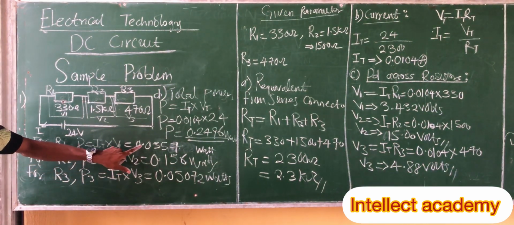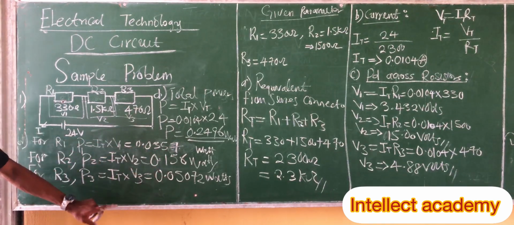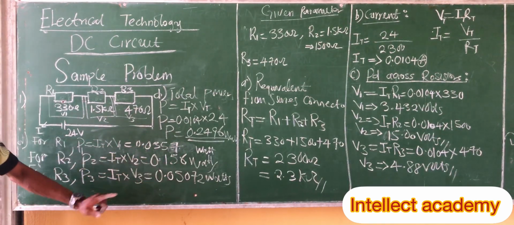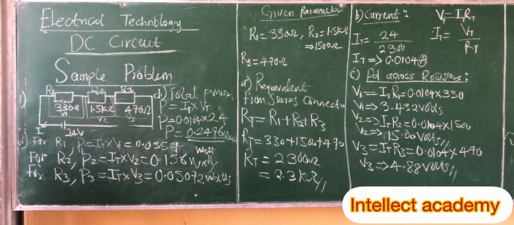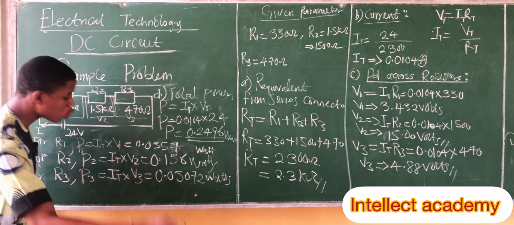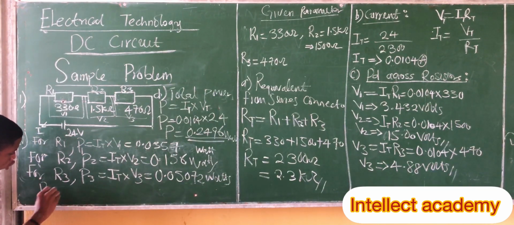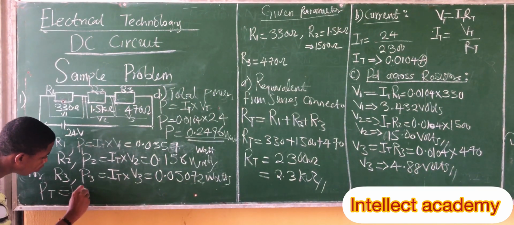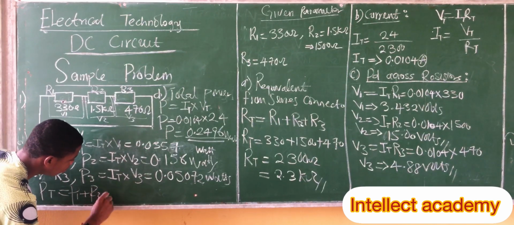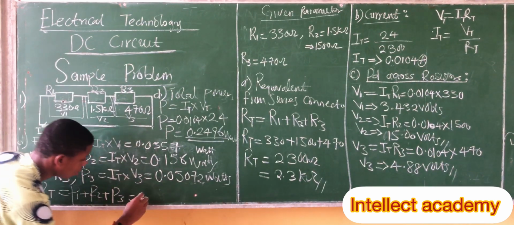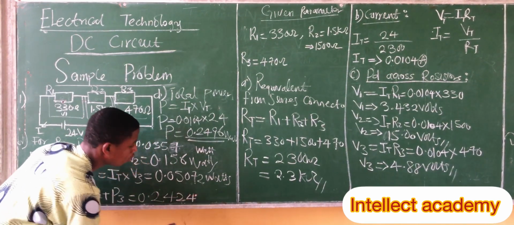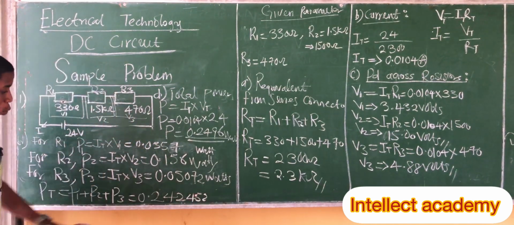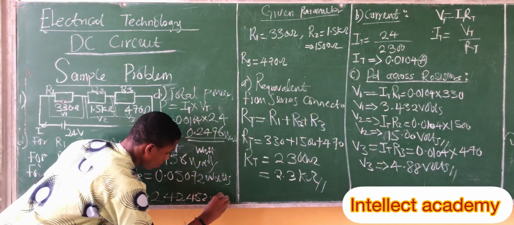So we're having 0.0357 plus 0.156 plus 0.05072. Punch it. What do we have? Okay, now take note. We had the total power, which is the summation of all this power, which is P1 plus P2 plus P3. We had it to be what? Call it 0.2452.